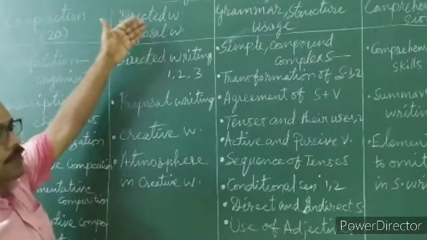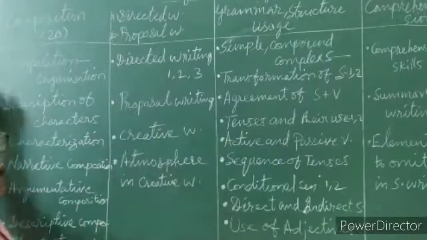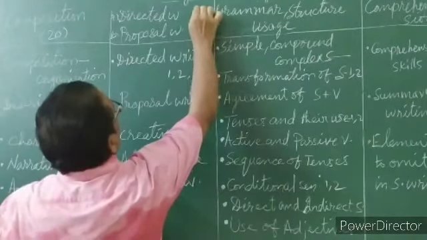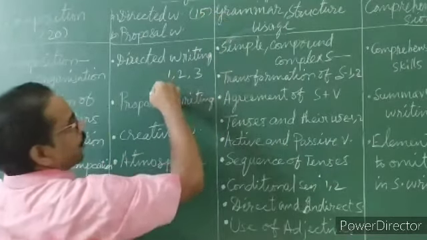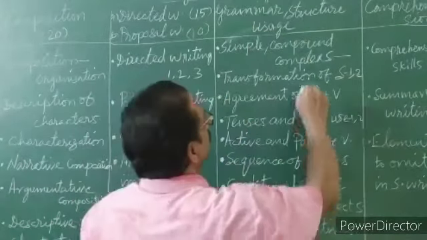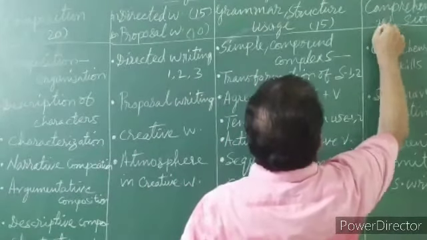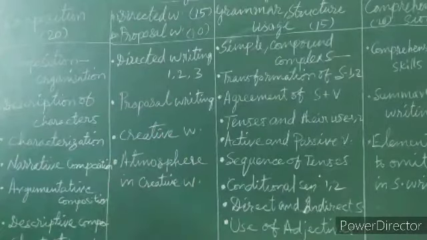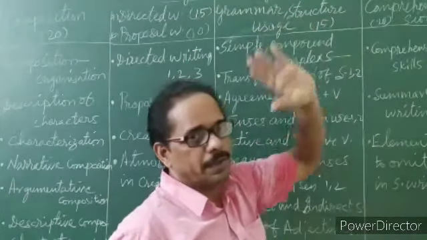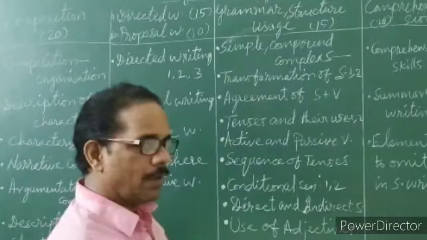Second question is direct writing and proposal writing. Second question has got 2 parts, A and B. Part A is direct writing. Part B is proposal writing. Direct writing has got 15 marks. Proposal writing has got 10 marks. Then grammar, structure and usage, it has got 15 marks. And comprehension has got 20 marks. 20, 30, 40, 45, 50, 60, 70, 80. So 80 marks.